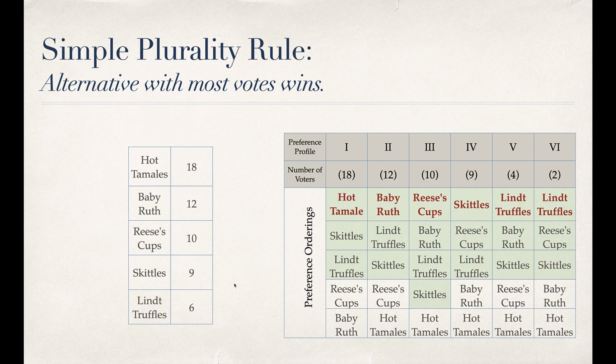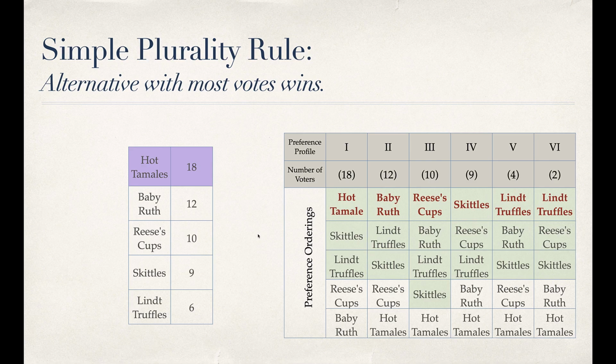So here is the plurality rule. And in plurality rule, the alternative with the most votes wins. All right, and that's it. That's how plurality rule works. So now you know how to run plurality rule. You just count up the number of top choice votes.